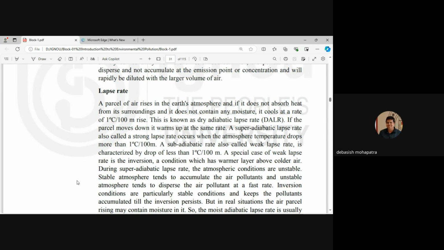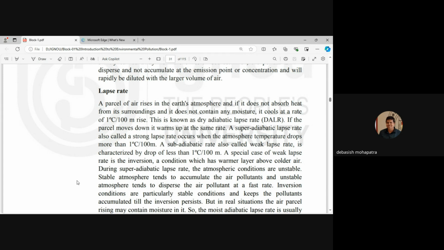It means if air has no moisture content, then when it goes higher and higher, it will become cooler and cooler. Every 1 degree centigrade, the air will become cooler for every 100 meters you go up, because when the air is near the surface, it gets heated up due to the heat of the surface. But when it is going away from the surface, it will become cooler and cooler. So this is known as dry adiabatic lapse rate. If the parcel moves down, it warms up at the same rate.